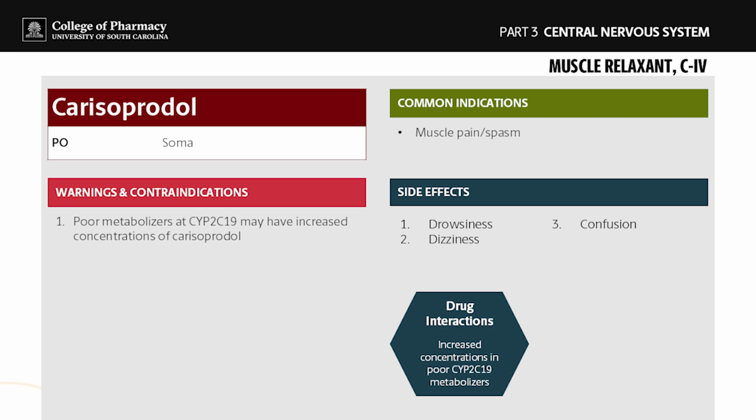A muscle relaxant, which is carisoprodol, brand name Soma, Schedule IV. Remember, that does have a potential for abuse, but not as high as a Schedule II. And the indication for carisoprodol or Soma is muscle pain and spasm. Some of the side effects would be drowsiness, dizziness, and confusion.